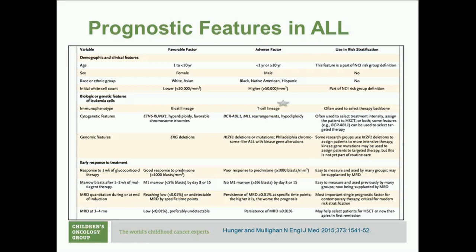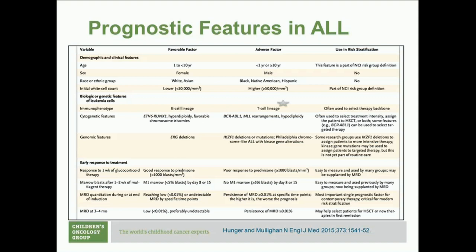A good response is if you have less than 1,000 blasts in your blood at the end of that. A bad response is if you have greater than 1,000. And this has held up over all of these years. Very low-tech way of looking at this. The other thing is to actually look at how fast somebody goes into remission.